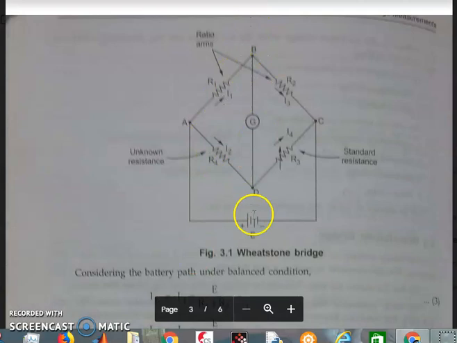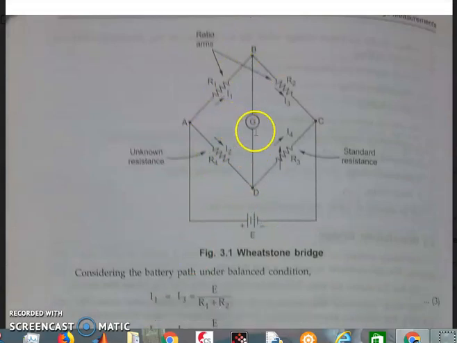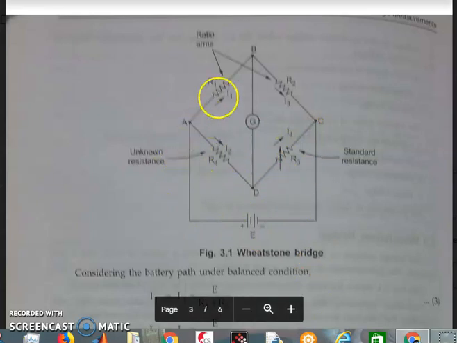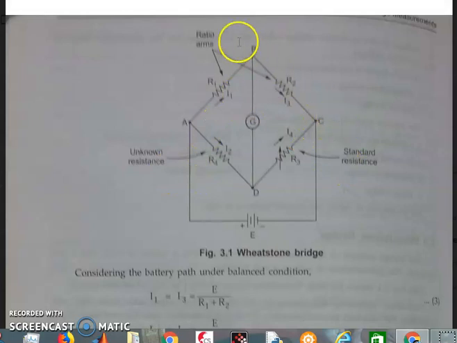So this is the Wheatstone bridge. It consists of a galvanometer, which is connected to the points B and D, and a battery connected to the points A and C. AB and BC consist of resistances R1 and R2, which are the ratio arms. R4 is connected to AD, which is the unknown resistance. R3 is connected between C and D, which is the standard or known resistance.